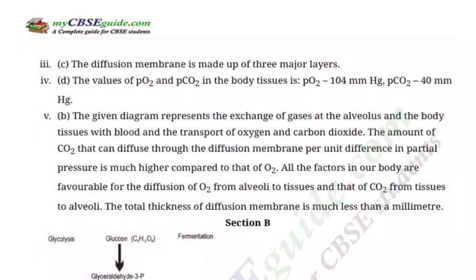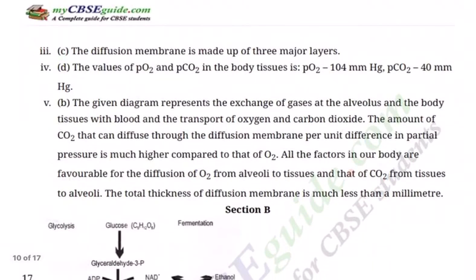Question 4. What are the values of partial pressure of oxygen and partial pressure of carbon dioxide in the body tissues? Of course, we know in the body tissue it is partial pressure of oxygen 104 mmHg, millimeter mercury. Partial pressure of carbon dioxide 40 mmHg. And question 5th is diagram based question. You know that lungs and heart, circulatory system connecting with lungs is given. Based on that, there is a question. 4 statements were there. So the answer is B.